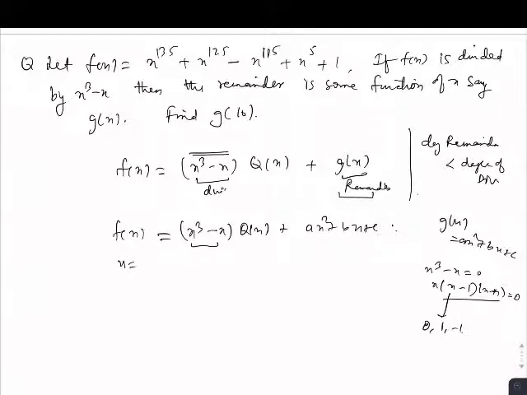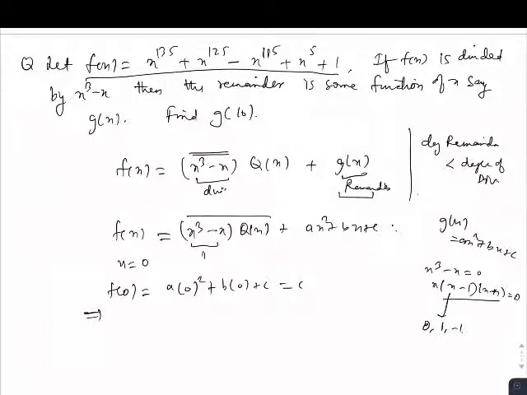Now I put x equal to 0 here. I'll get f of 0 is equal to a times 0 square plus b times 0 plus c, which comes out to be c, because this entire term vanishes. What is f of 0? Go back to the original equation. All the first 4 terms vanish because you are substituting 0, so you'll get only 1. So c is equal to 1. You got one piece of information from the first simplification.